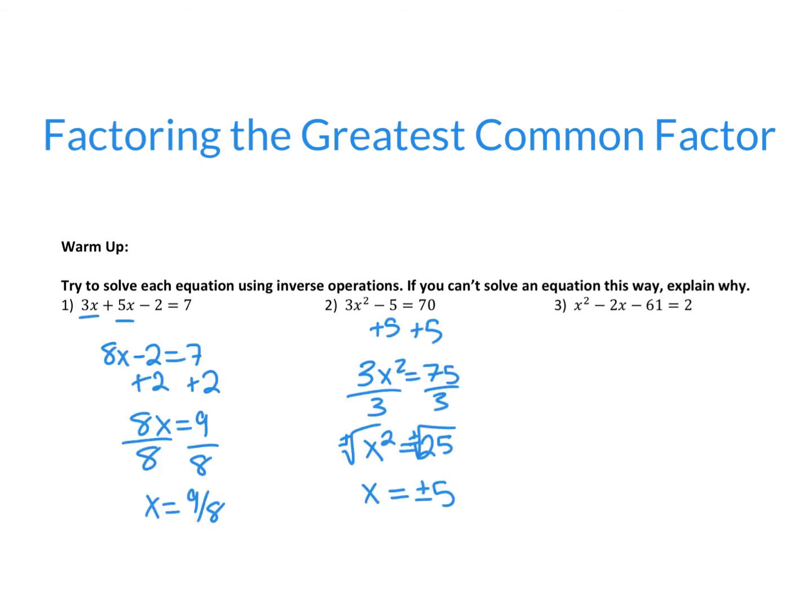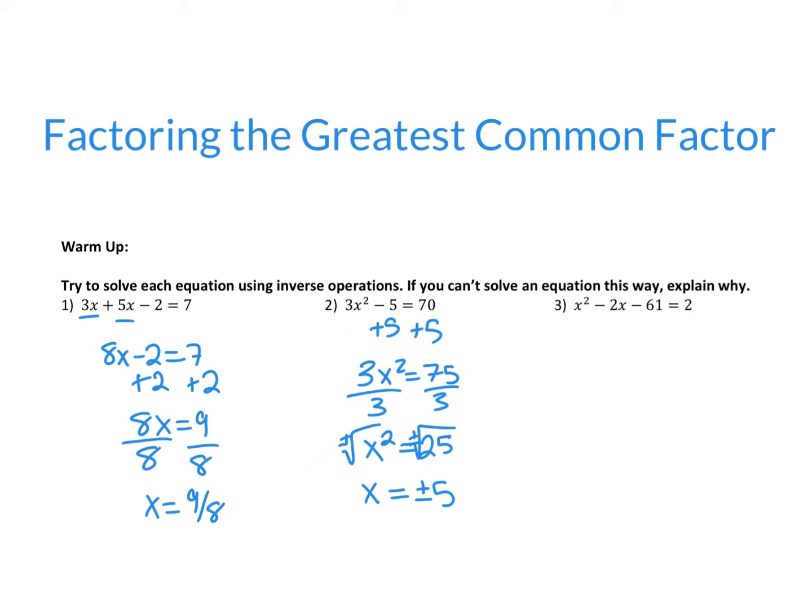Are you ready? In the first equation, we get one solution, 9/8. I used inverse operations of addition and division to get this solution. In the second equation, we got two solutions, which makes sense because we have an x squared. I got 5 and -5. Either of these will make the equation true. I used the inverse operations of addition, division, and then the positive and negative square root.